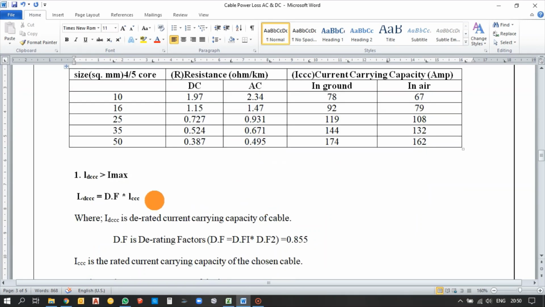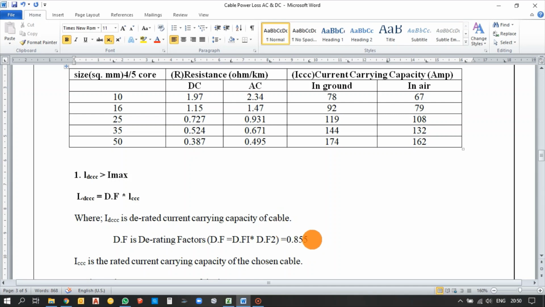Going for the first condition, the derating current carrying capacity of the cable should be more than the maximum current. So equating the derating factor with the maximum current, you will be getting the derating current carrying capacity of the cable.